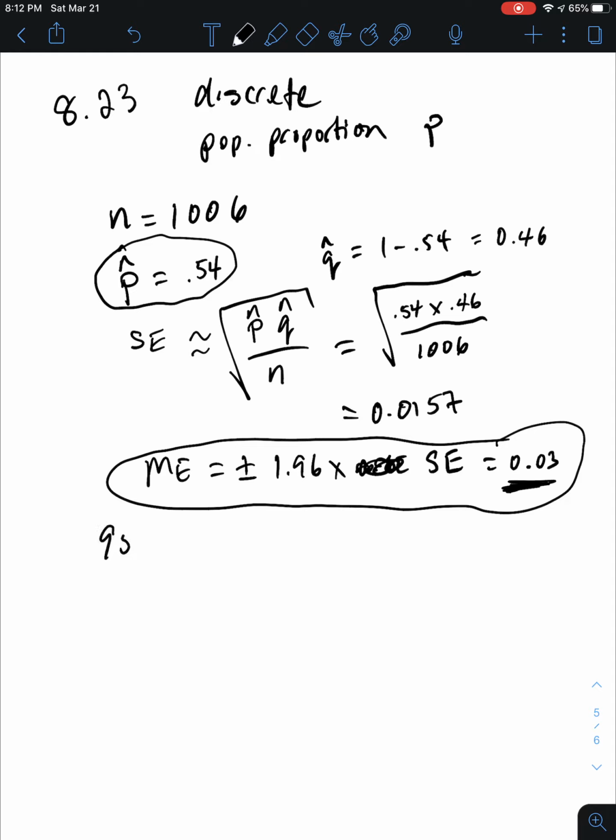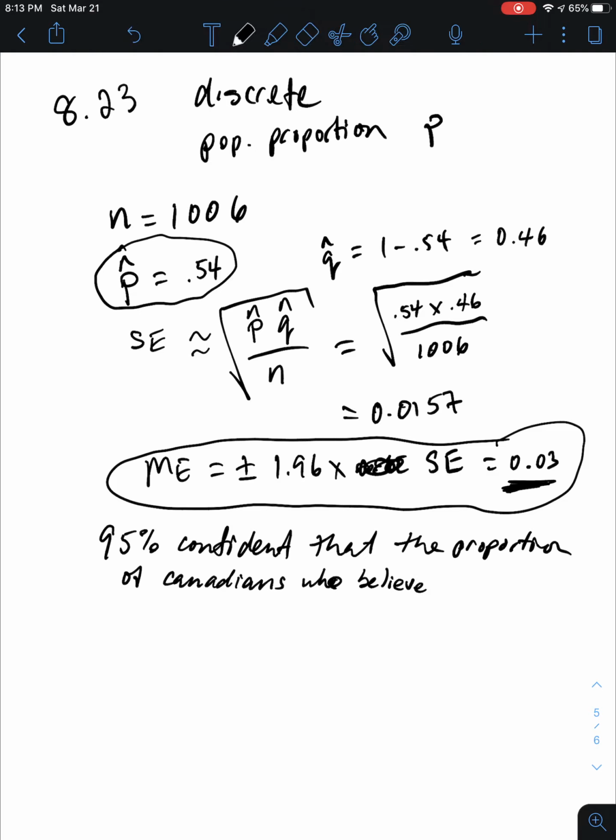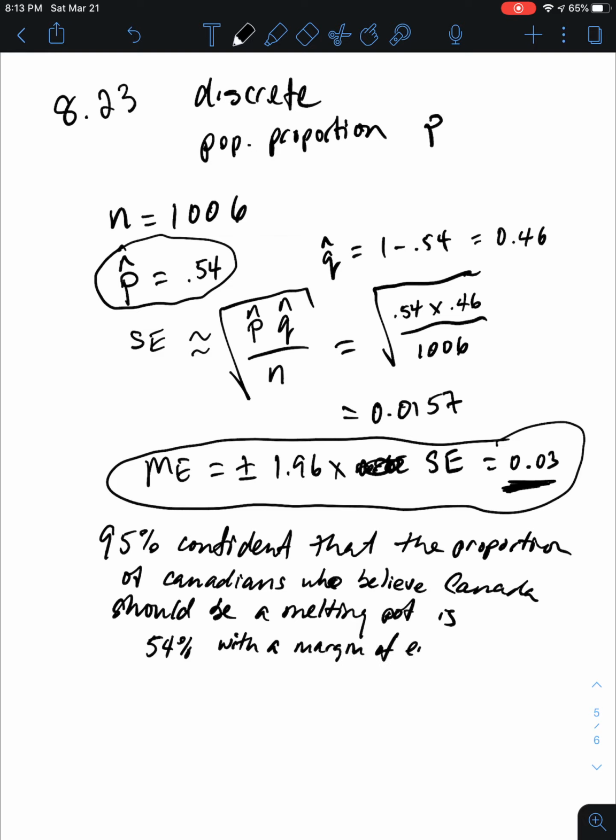One way we could write it is like this: we are 95% confident that the proportion of Canadians who believe Canada should be a melting pot is 54%, with a margin of error of 3%. So that would be one way to write it.